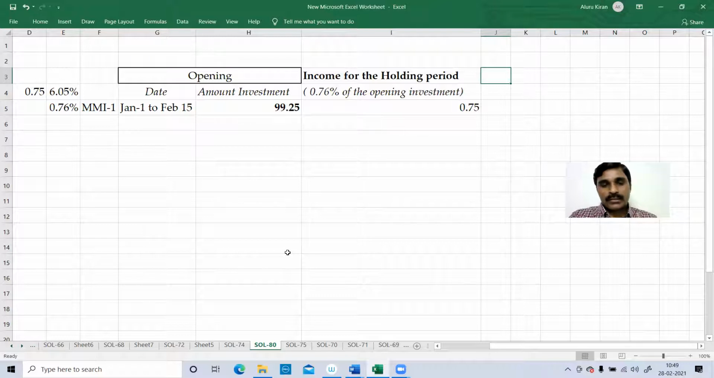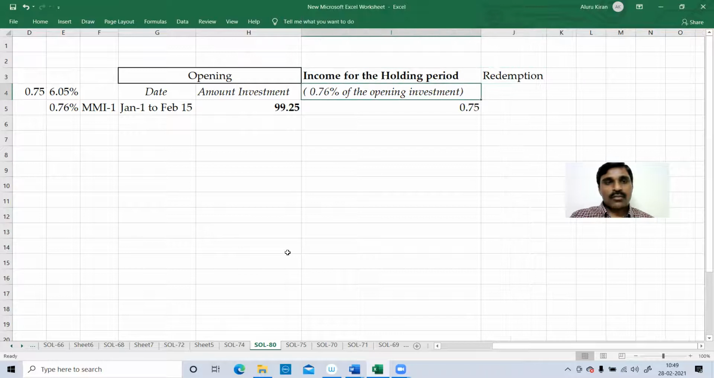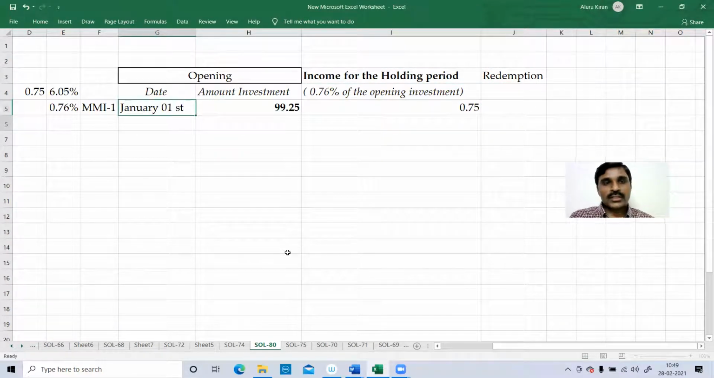Next, the closing redemption amount. So this is January 1st opening. If I take the date January 1st, the redemption date will be February 15th.